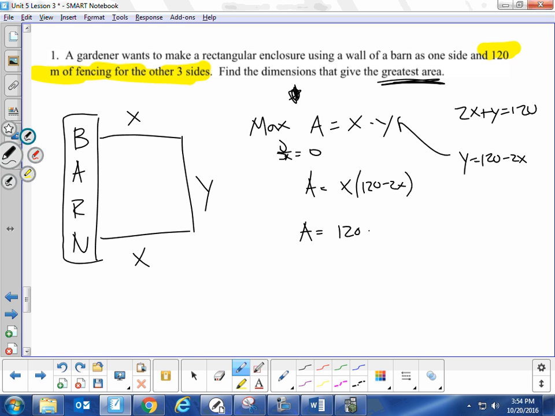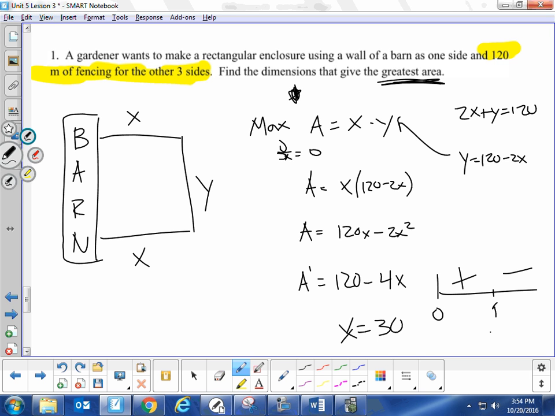So this is 120x minus 2x squared. Take the derivative of that. I get 120 minus 4x. I get x equals 30. Now, this is my only candidate. I can kind of confirm that this is going to be a max. I'm going to be looking at starting when x is 0 and then going off forever. If I plugged in something like 10, this is positive. If I plugged in something like 40, this would end up being a negative. So definitely having a max here. So this candidate is my only candidate because of this first derivative test.